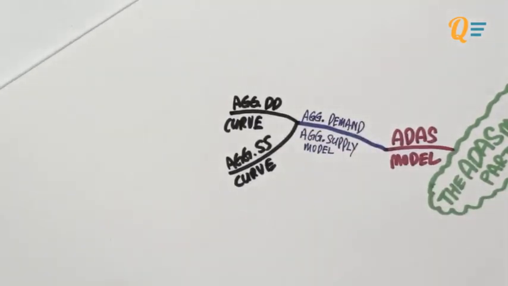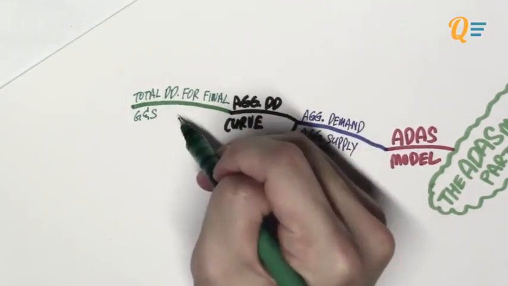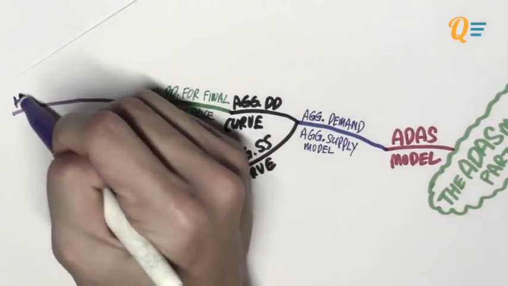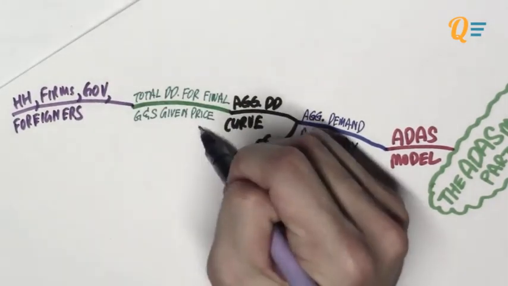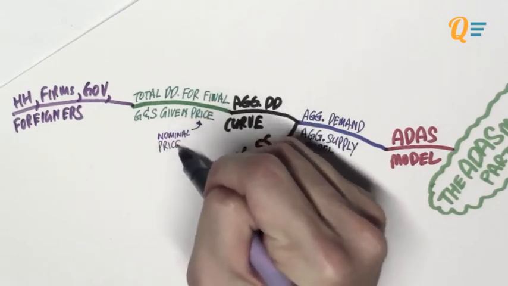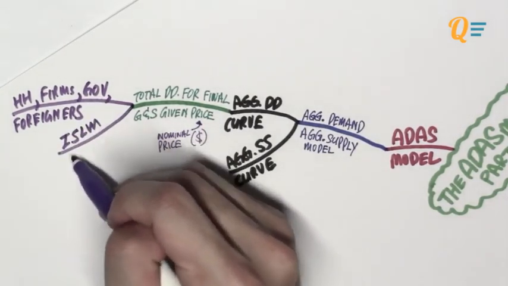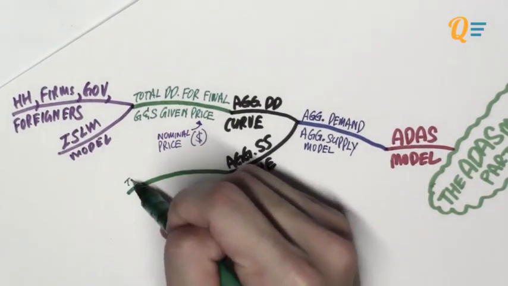So what is aggregate demand? Well, a simple definition for aggregate demand would be the total demand for final goods and services given a certain price level in an economy. So this total demand actually comes from the households, the firms, and the government in a particular country, and even the foreigners. And when I say the price level here, I'm actually referring to the nominal price. Nominal price here means that the price is given in terms of dollars. So as you can see, the aggregate demand curve is actually very closely related to your ISLM model.